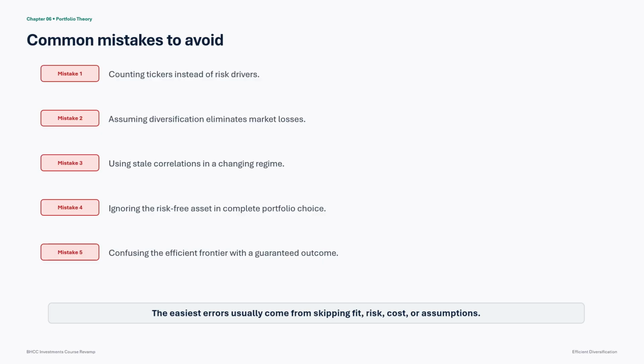The easiest diversification errors come from skipping assumptions. The model is not wrong because reality changes. The mistake is forgetting that the model was conditional in the first place.